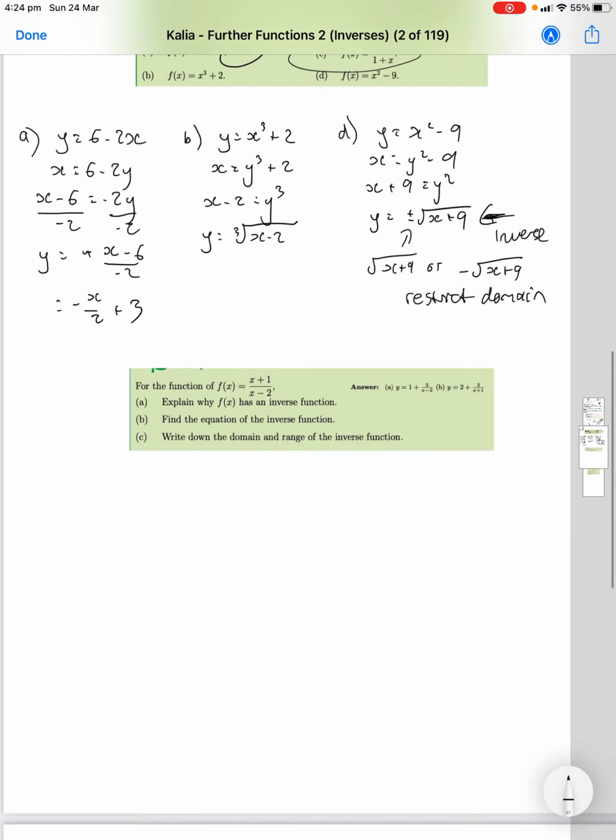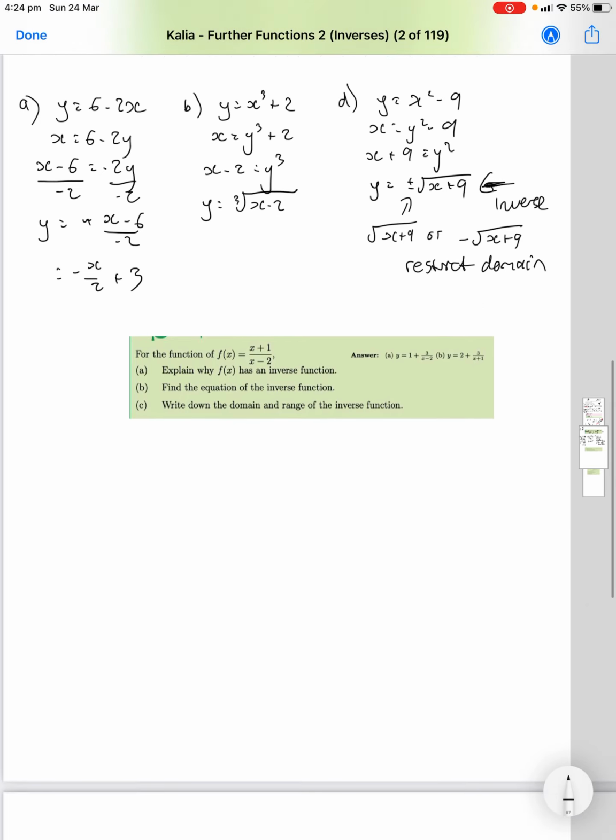We're going to do one like C right now. We've got a function right there. Explain why it's got an inverse function. Simply, we can say it passes the horizontal line test. Now, this type of function here is a fascinating looking hyperbola. It's going to have asymptotes at 2 for the vertical, x equals 2, and the horizontal at 1.